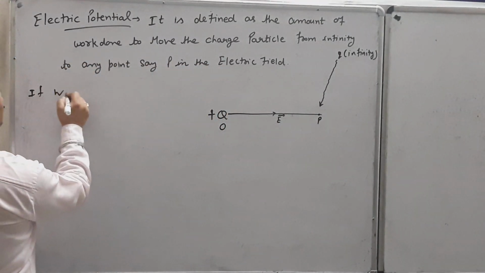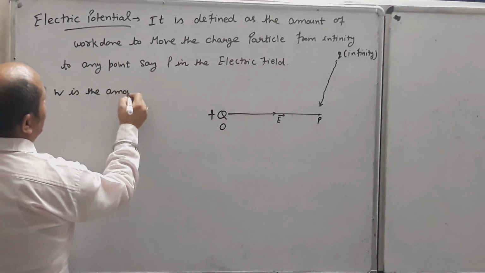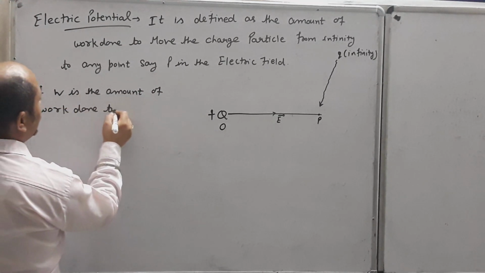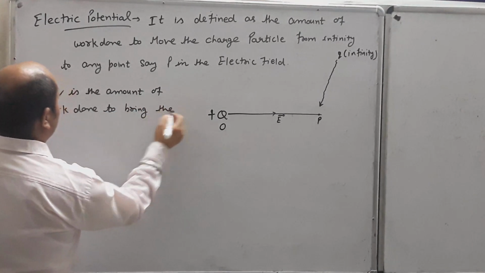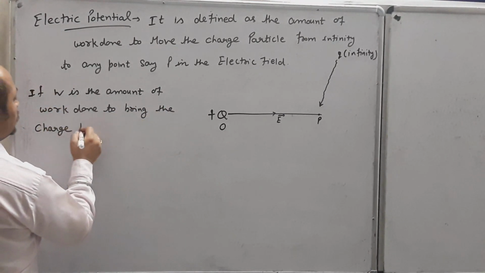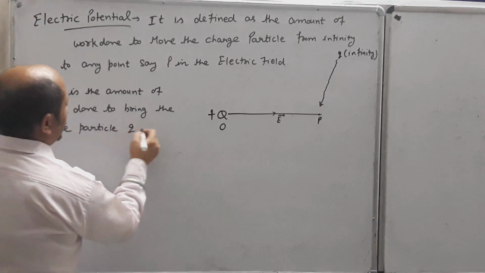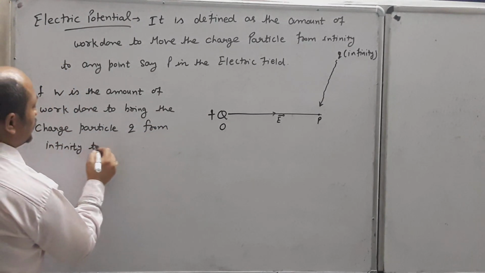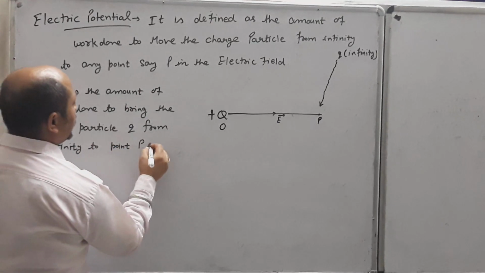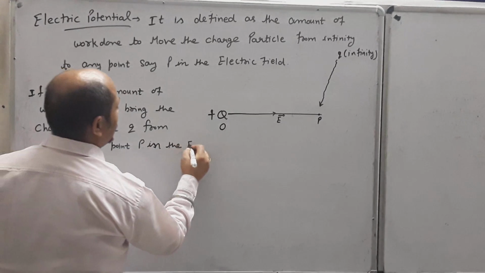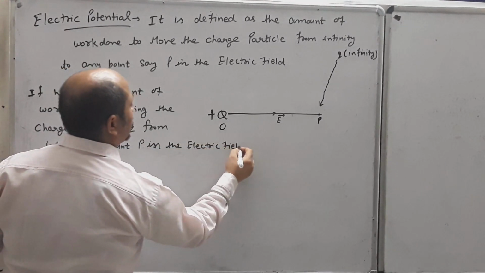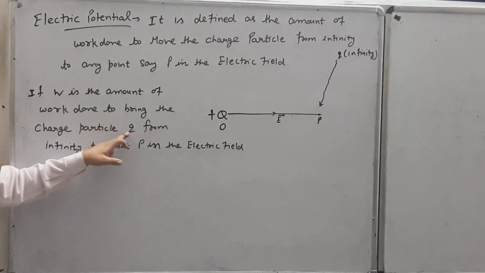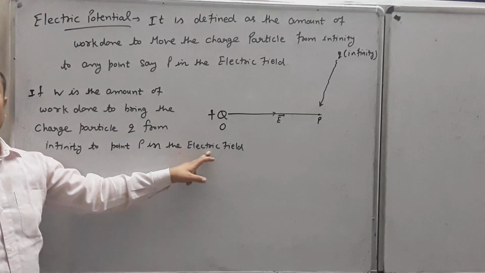If W is the amount of work done to bring the charge particle q from infinity to point P in the electric field. इलेक्ट्रिक फील्ड. मान लेते हैं कि W अमाउंट ऑफ वर्क हमें करना पड़ा टू ब्रिंग द चार्ज पार्टिकल Q फ्रॉम इंफिनिटी टू पॉइंट P इन द इलेक्ट्रिक फील्ड.